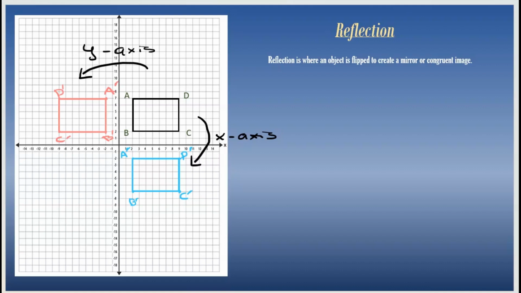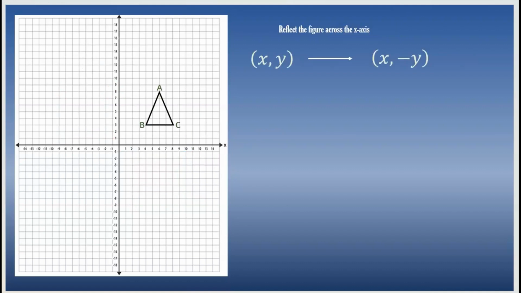So let's move on to some problems. It says reflect the figure across the x-axis. And reflecting a figure across the x-axis would be this way. We're going to be using a rule. There's a rule to flip or reflect a figure across the x-axis. And here is the rule. So using this rule, we're going to be flipping this figure across the x-axis.